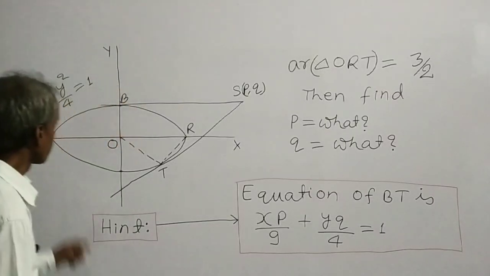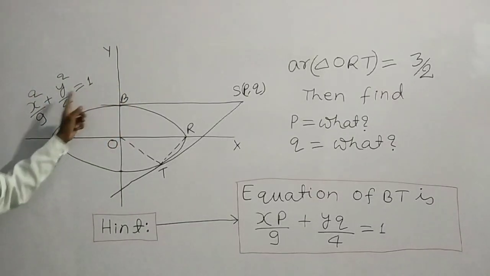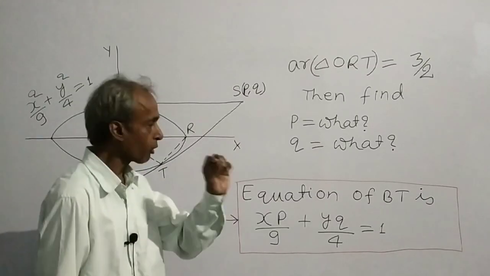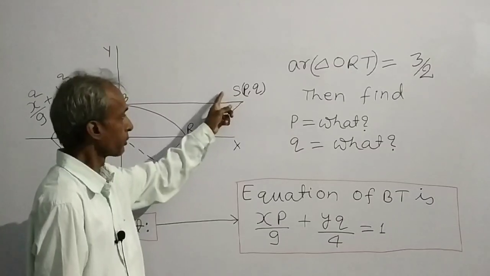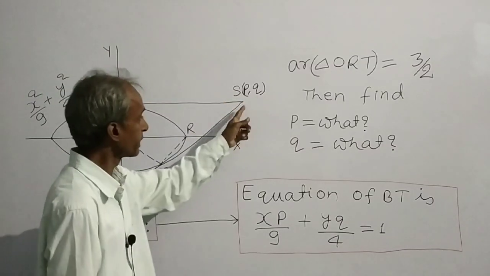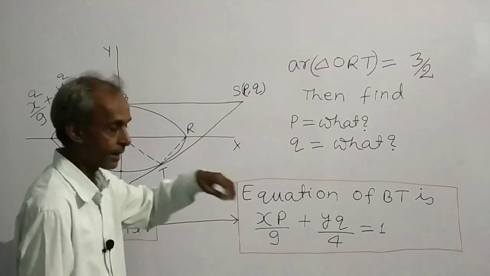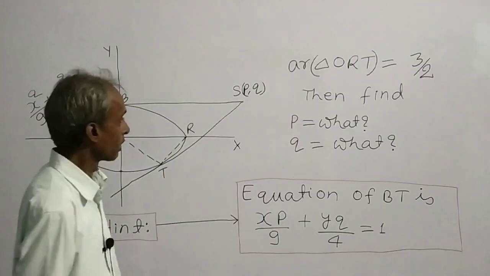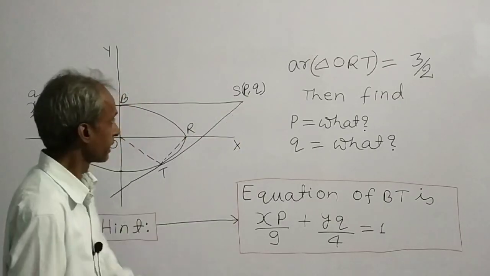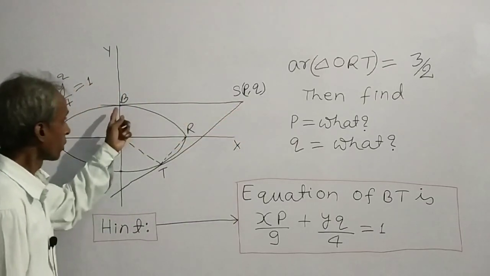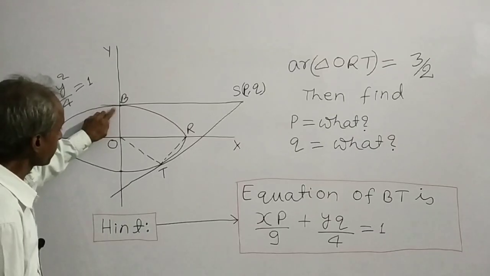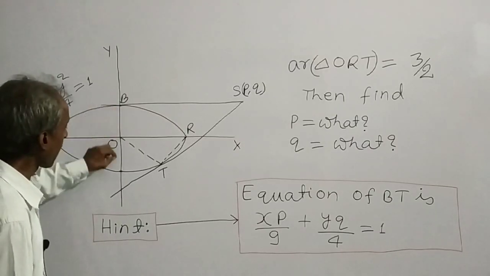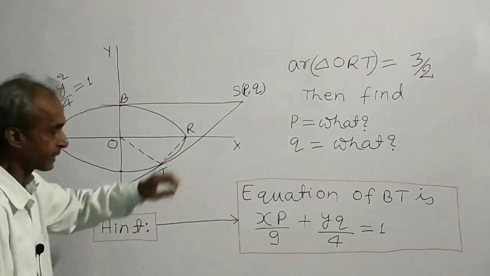In this question, equation of this ellipse is given. It is also given that S with coordinate PQ is a point in first quadrant that lies outside this ellipse. From this point S, a line drawn touches this ellipse at B, where B is end point of semi-minor axis.